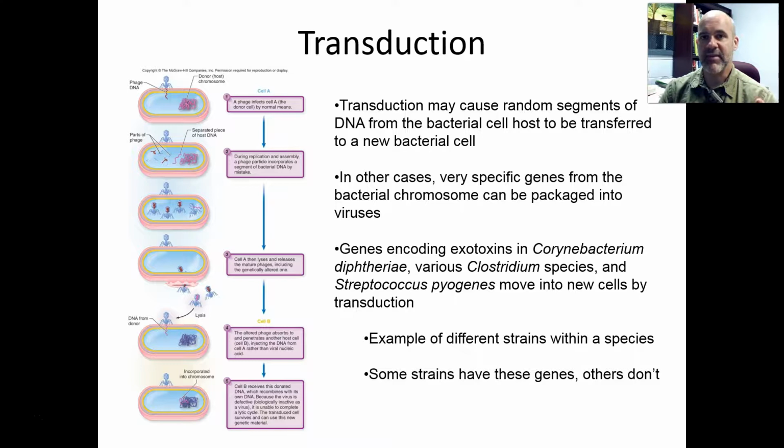And in all of these instances, these recipient cells may acquire new traits that they did not have before. So there are some known examples that are important clinically where transduction was involved. A good example is Corynebacterium diphtheriae, a couple of different pronunciations for that. That causes the very severe respiratory infection, diphtheria. However, there are different strains of Corynebacterium diphtheriae. Some do cause the respiratory illness and some don't.